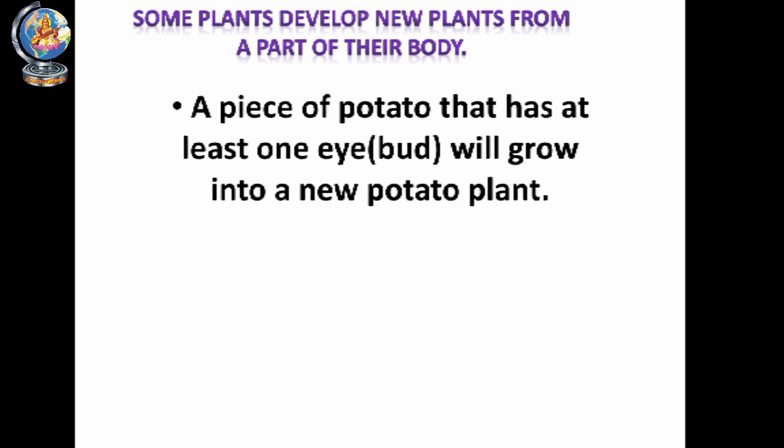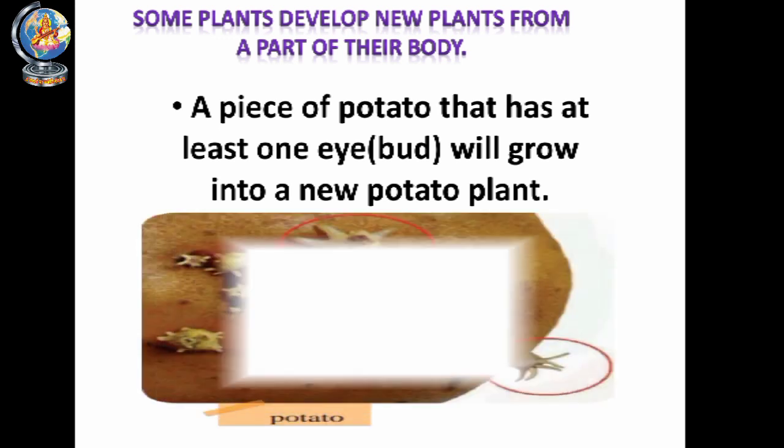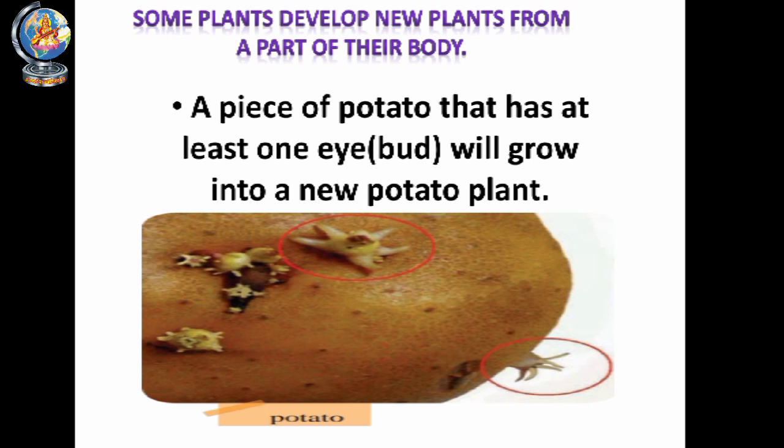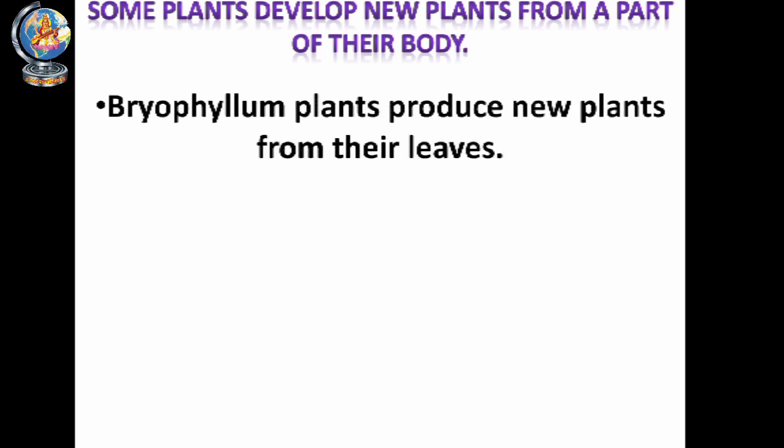A piece of a potato that has at least one eye, or you can say bud, will grow into a new potato plant. You have seen this at home also. See those red circles, that is the bud, or eye, of a potato. If you have good soil, you can grow a new potato plant from this kind of potato. You just have to cut that eye part carefully and you can grow a new potato plant in pots also, right? One more example.